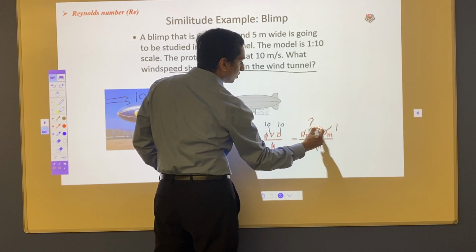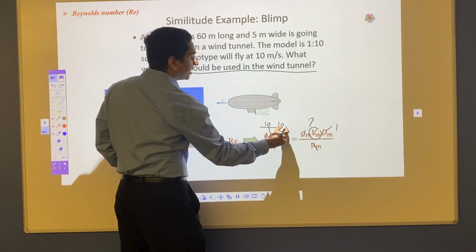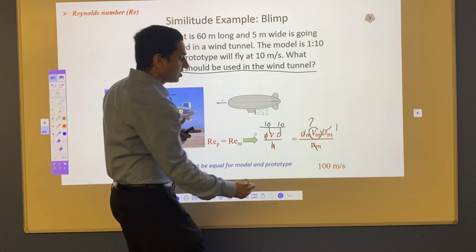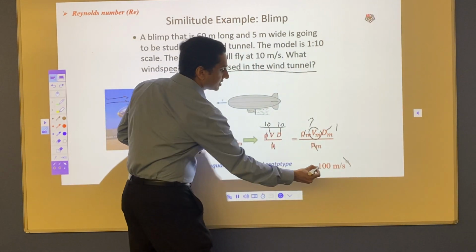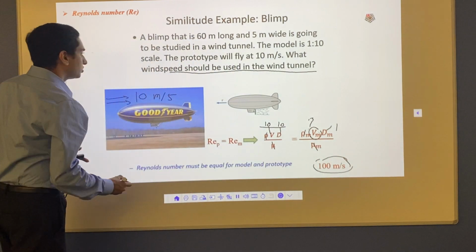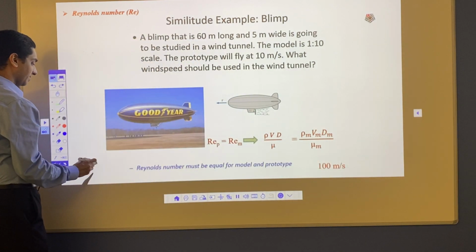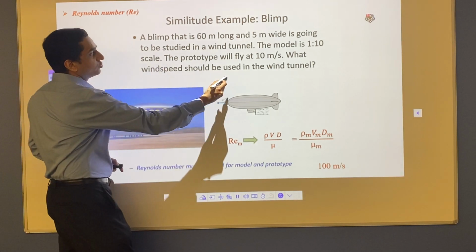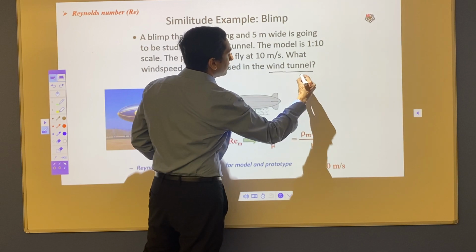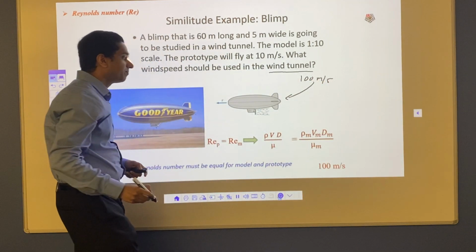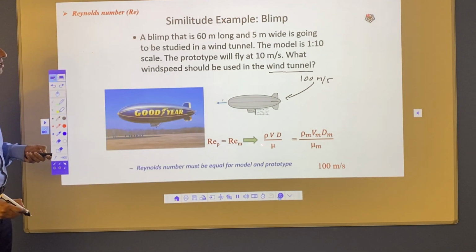As you can see, this one is 1, this one is cancelled. So 10 into 10 is 100 meters per second. So your final answer should come as 100 meters per second. That's the number that you will get. Ultimately, the wind speed that should be used in the wind tunnel will be 100 meters per second. That's the answer you're looking for. So you can use the Reynolds number to solve this kind of problem.